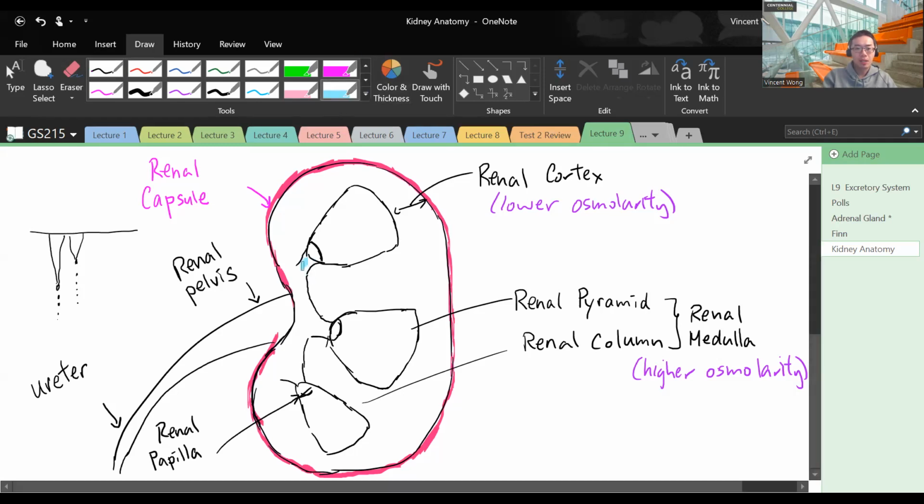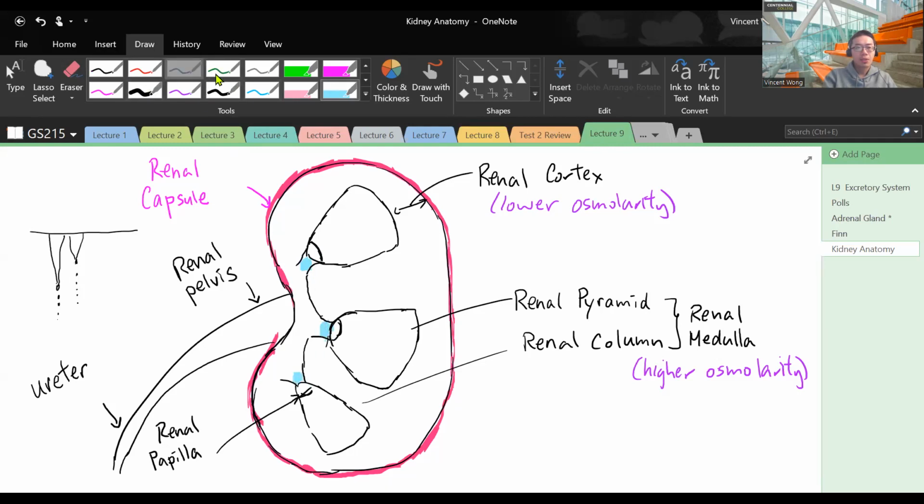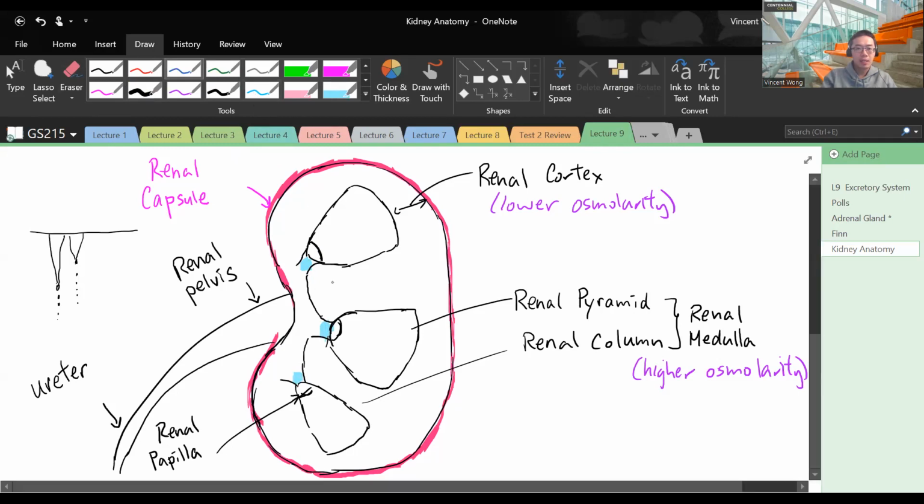Okay, so let me just color them in a little bit here for you. Those things that I just colored are called a minor calyx. Calyx is singular, plural is calyxes, in case you run into that. So multiple minor calyxes, and this one is just a minor calyx.